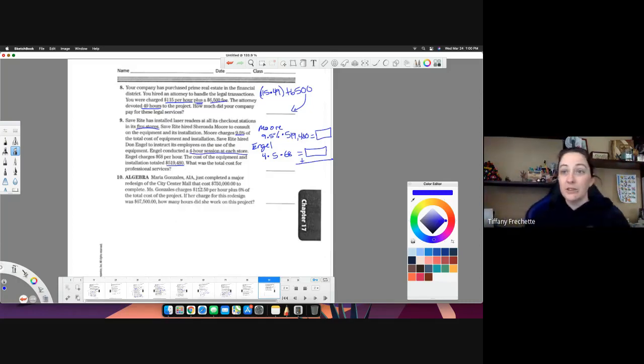All right, number 10. Let's look at this Algebra 1. Maria Gonzalez, AIA, just completed a major redesign of the city center mall that cost $750,000 to complete. Miss Gonzalez charges $112.50 per hour plus 6% of the total cost of the project. If her charge for this redesign was $76,500, how many hours did she work on this project?